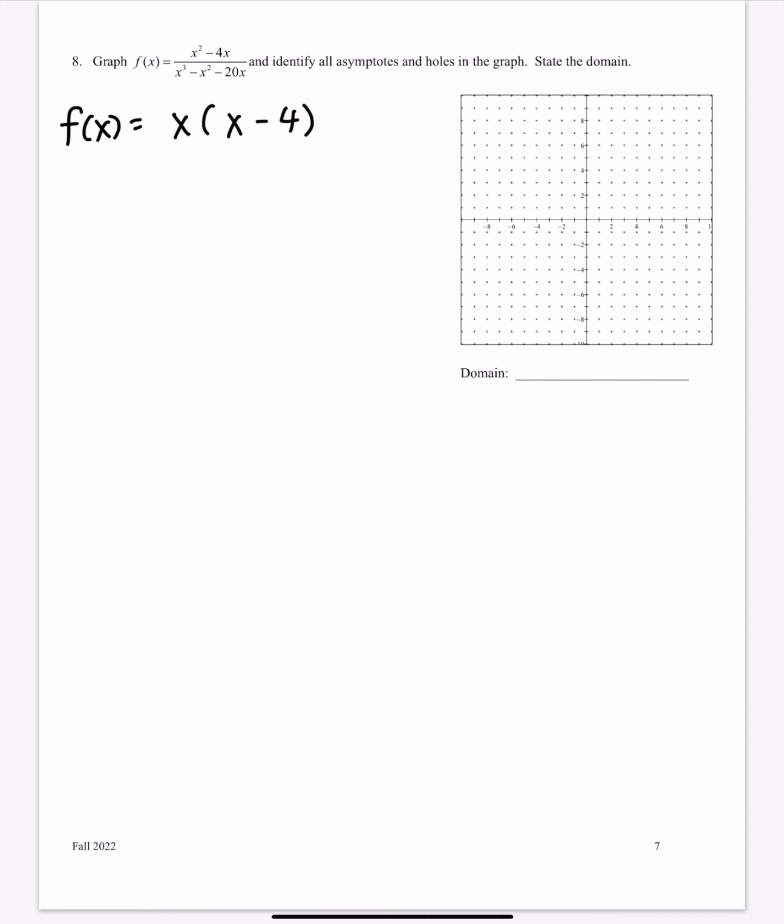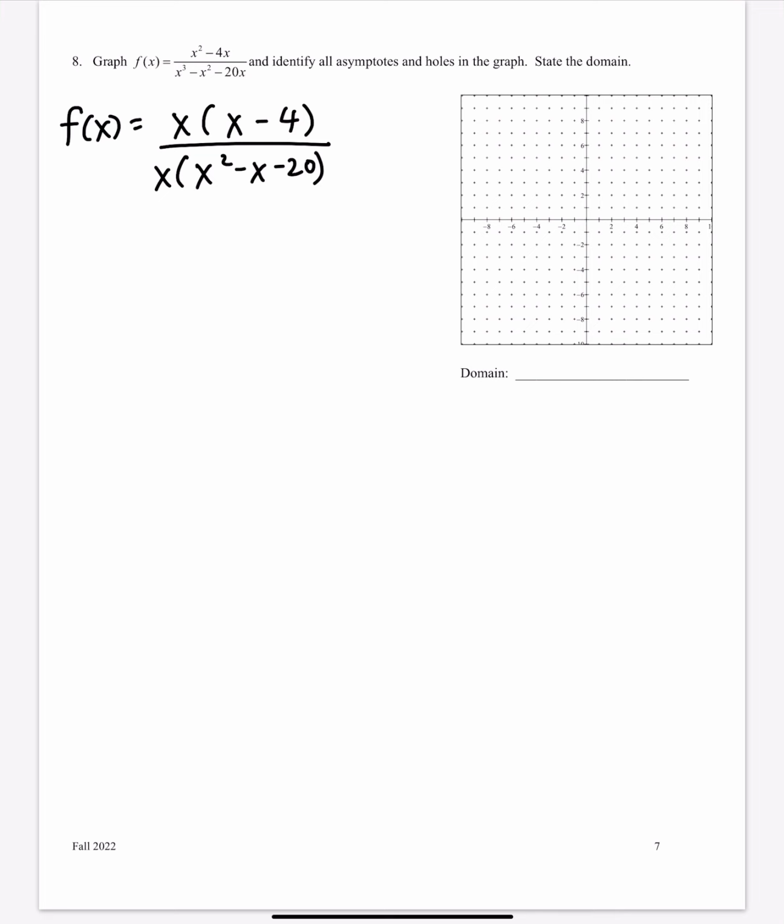So when you pull it out, x squared divided by x is x. Negative 4x divided by x is negative 4. In our denominator, we also notice that they all have an x, so we should also factor that out. So we are left with x squared minus x minus 20.